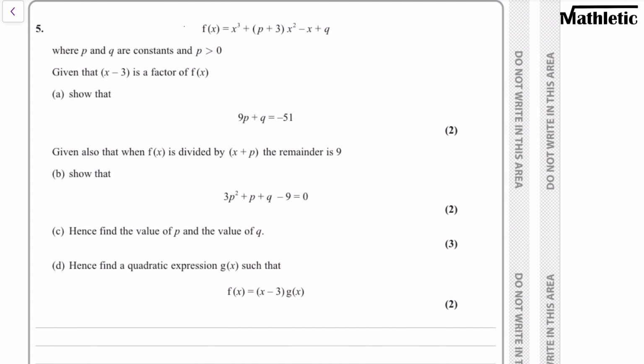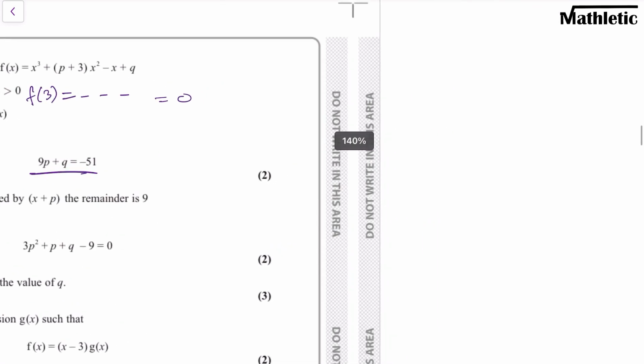For number 5, we have this expression of f of x. x minus 3 is a factor. It means the remainder should be 0. When you substitute x equals 3, the remainder should be 0. From the factor, you get the value of x equals 3. We need to show this expression. So I will just find f of 3, as in substituting x into this equation, and this will be equal to 0 because factor means remainder 0. So let me start.